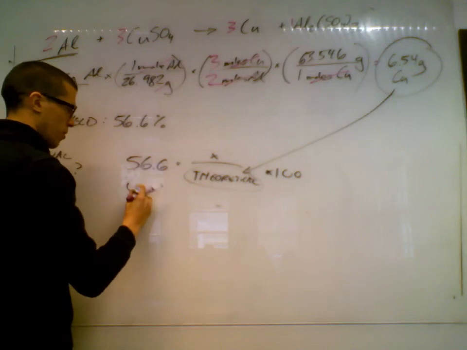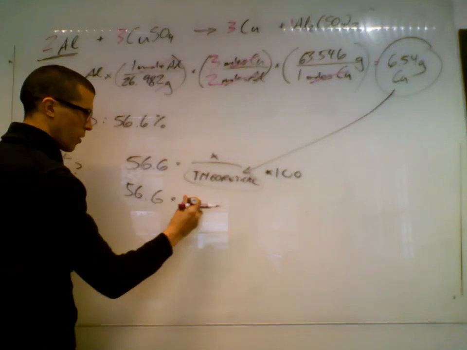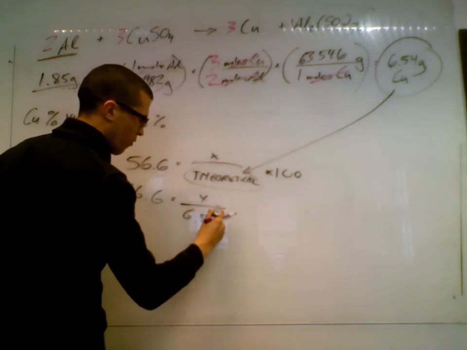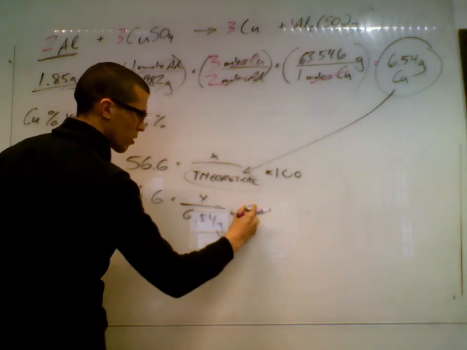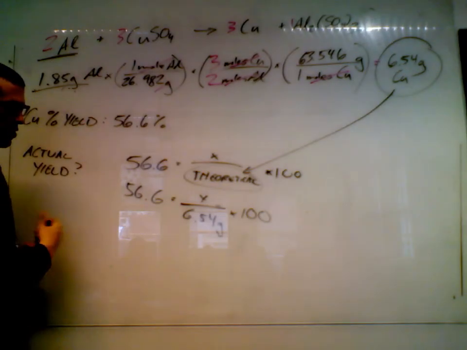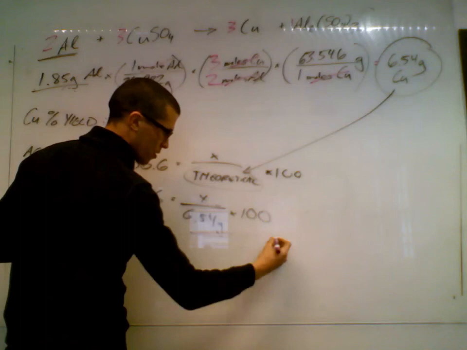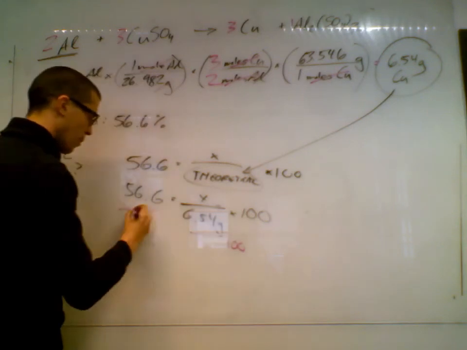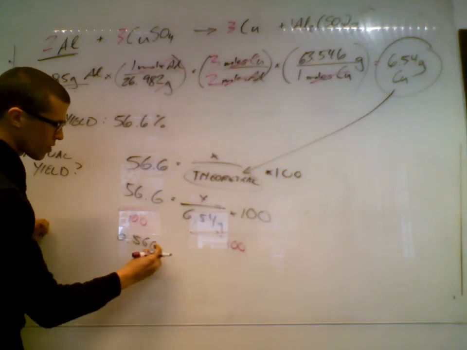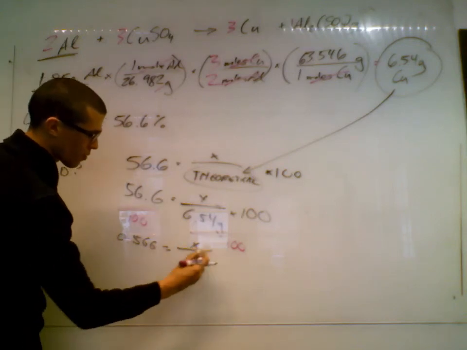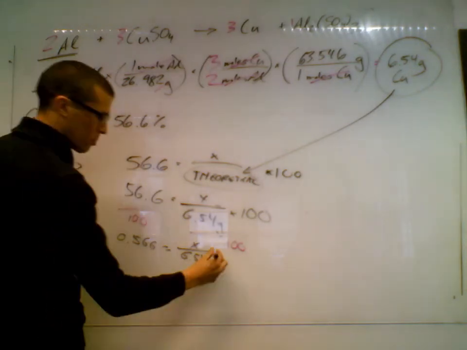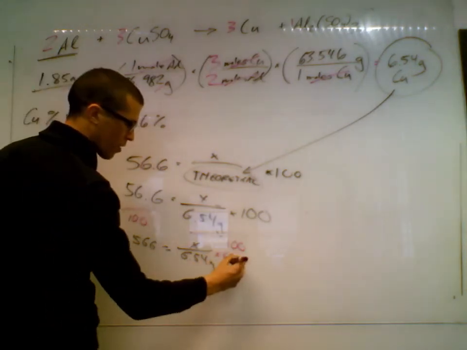Okay, so I'm just going to plug this in. It's really simple algebra, but sometimes we make mistakes with algebra, so I'll just do this. 6.54 grams down below times 100. Would you cross multiply first? Well, the first thing I like to do is divide by 100 on both sides. So I'm going to divide by 100 over here, divide by 100 over here. So that'll give me 0.566 equals x over 6.54 grams. And now I'm going to multiply both sides by 6.54 grams.